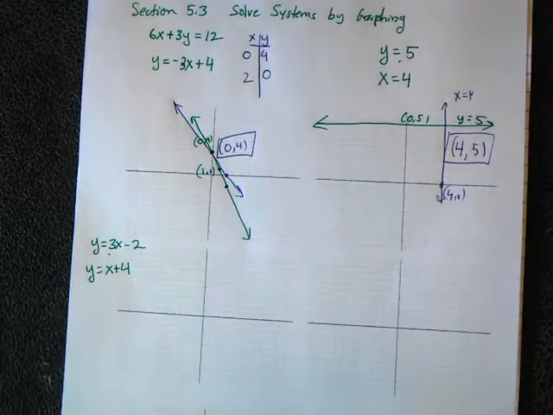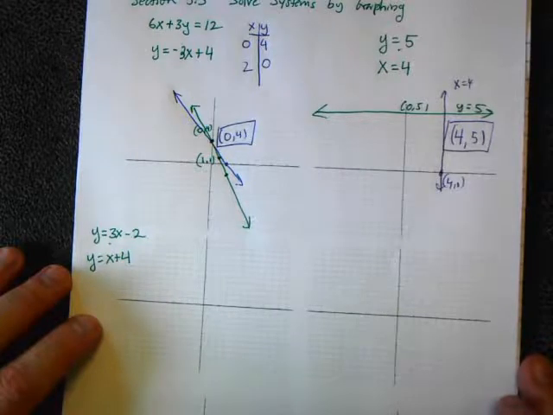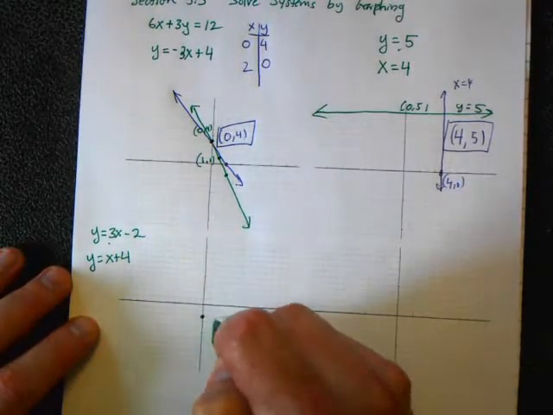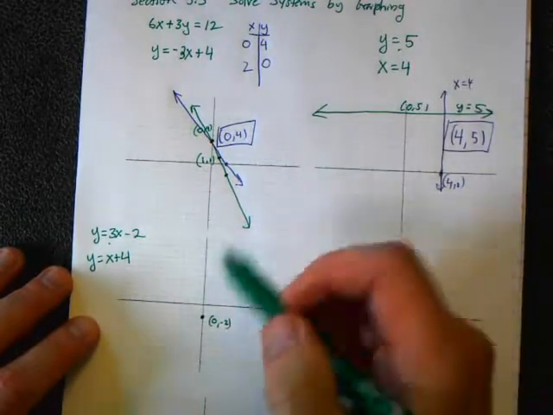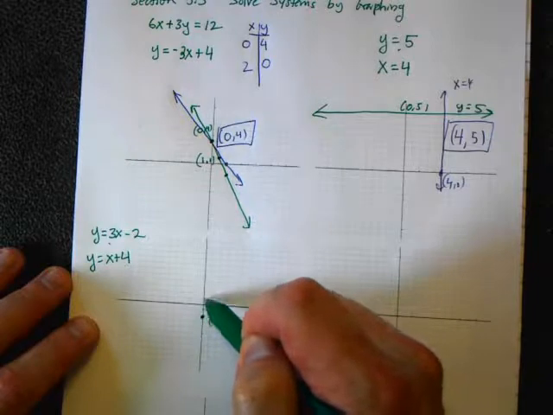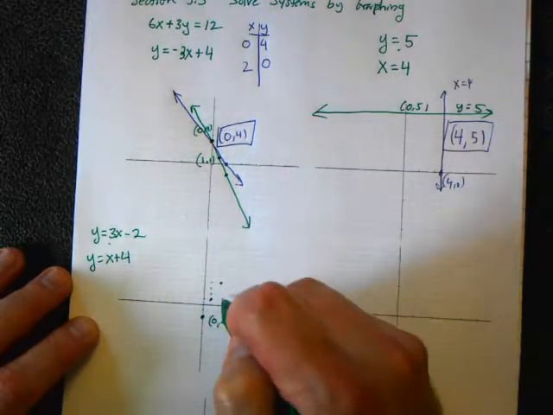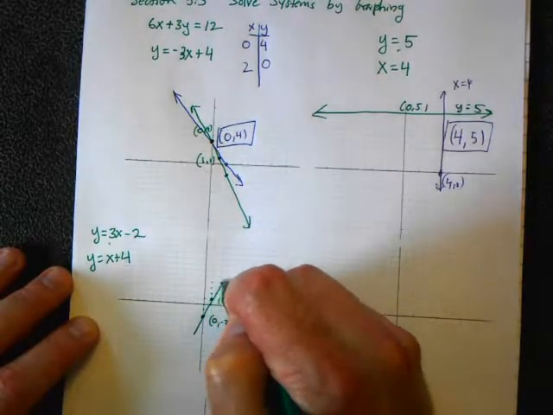All right, how would you draw the first line? Y equals 3x minus 2. Intercept is 0, -2. And the slope is up 3 over 1. Good. 1, 2, 3, 1. 1, 2, 3, 1. So this happens to be the point 1, 1. And there's the answer.